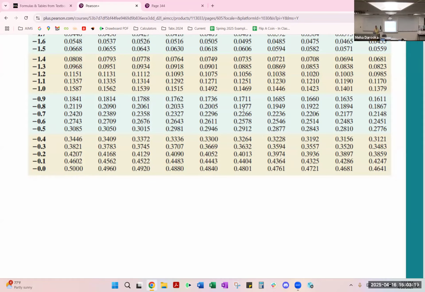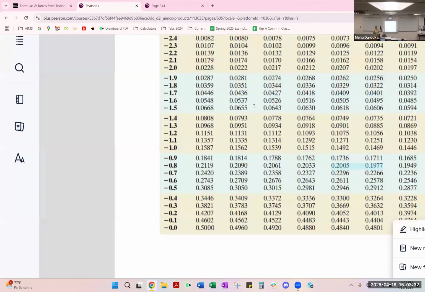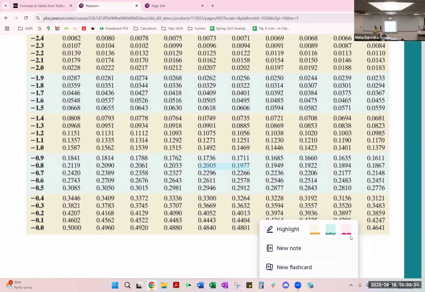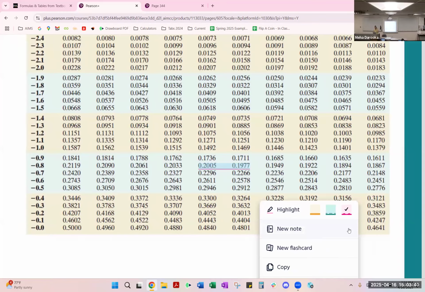I'm seeing 2005 and 1977. So not exactly 0.2000. What that means is you have to see between these two numbers. I don't know if you guys can see that highlighted. It's very light. Okay, a little bit better.